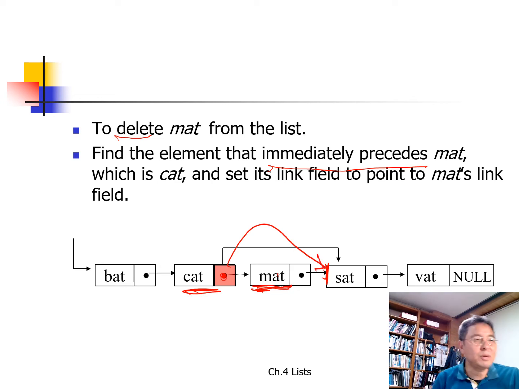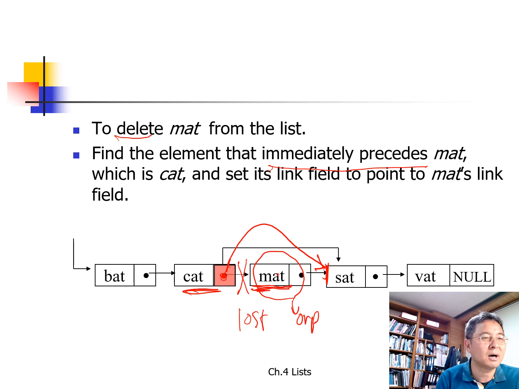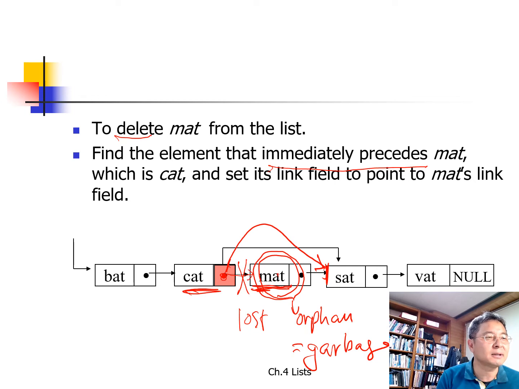Yes. If we change the link field of cat to this one, then this link will be lost. So that means that this math becomes orphan, or it becomes garbage. Why? Nobody can access this memory space, because there is only one way to access this one, but this one is already lost. Nobody can access the math data. So it is called garbage or orphan, an open memory space.